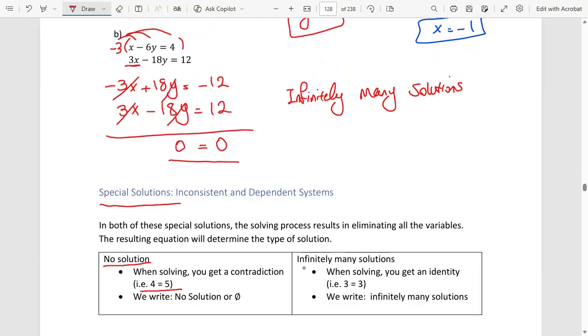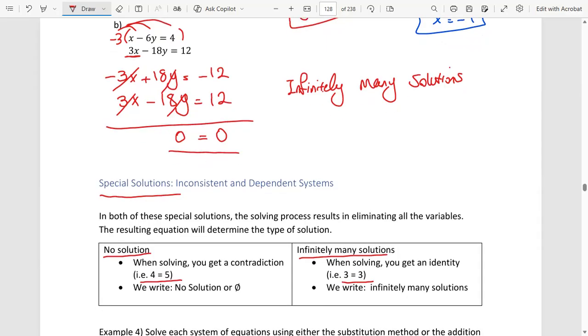When do we have infinitely many solutions? When we solve and both of the x and y eliminate each other, but we get a true statement: 0 equals 0, 3 equals 3, 18 equals 18. So in this case, we have infinitely many solutions.